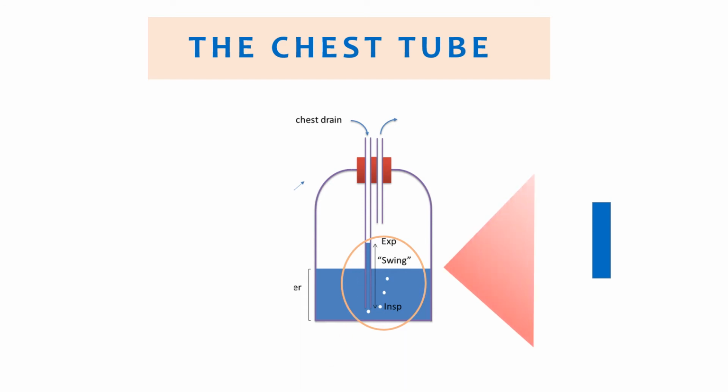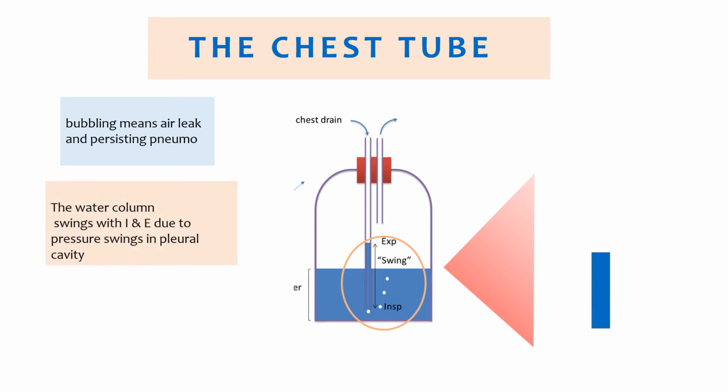So we have this water column, and the water column keeps moving, right? This moves because of the negative pleural pressure generated during inspiration, and the positive pressure generated during expiration. So if this is communicating with the pleural cavity, the water swing will always be there. And if there is bubbling, it means there is air leak and persisting pneumothorax. The water column swings with inspiration and expiration due to pressure swings in pleural cavity.